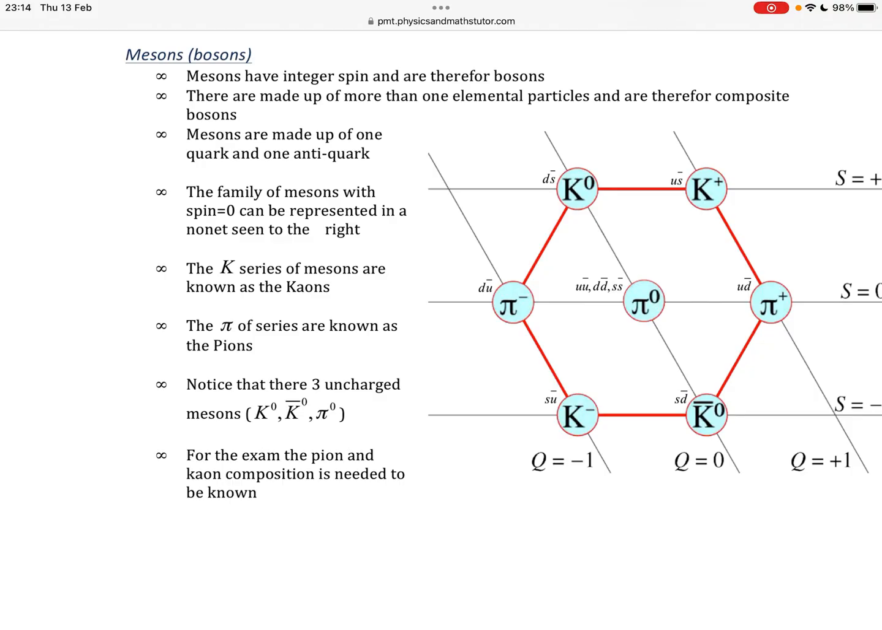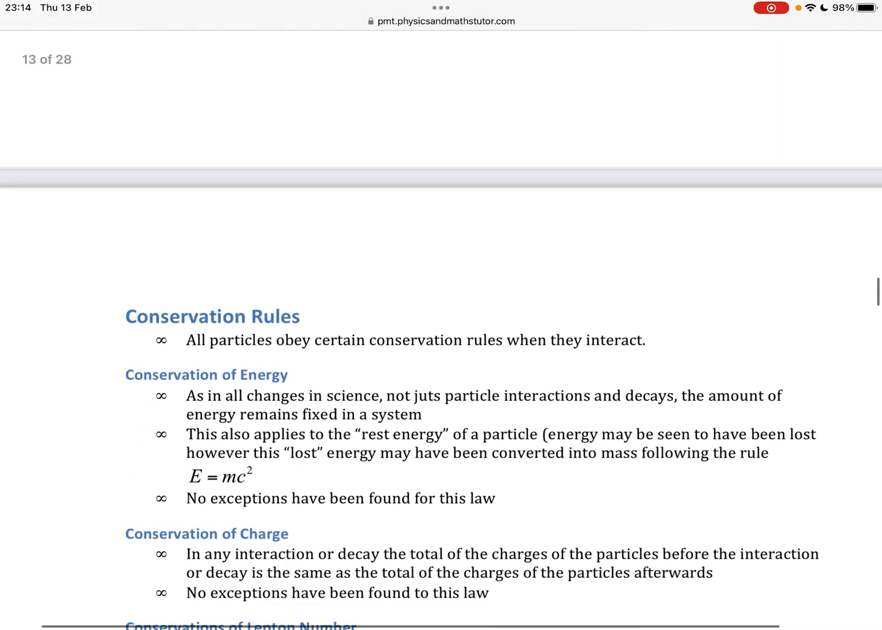The family of mesons with spin equals 0 can be represented in a nonet, seen to the right. The K series of mesons are known as kaons. The pi series are known as the pions. Notice that there are 3 uncharged mesons. For the exam, the pion and kaon composition needs to be known.